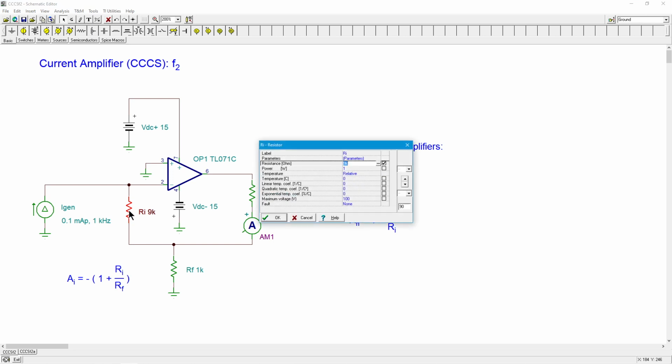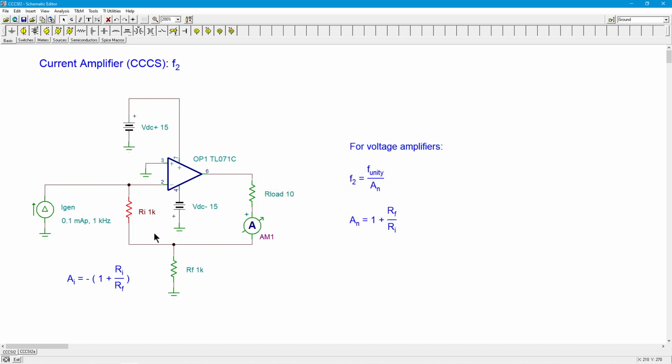So I'm going to change my RI to 1K. Why? Because with 1K and 1K, it's not really going to make a difference which one's on top. It's going to work out to be 2 either way. So 1K over 1K or 1K over 1K plus 1, gain of 2. So if I have a gain of 2, I would expect my F unity divided by 2 to be somewhere in the 1.5 to 2 megahertz region. Maybe 1.7, 1.8, something like that. Let's see.